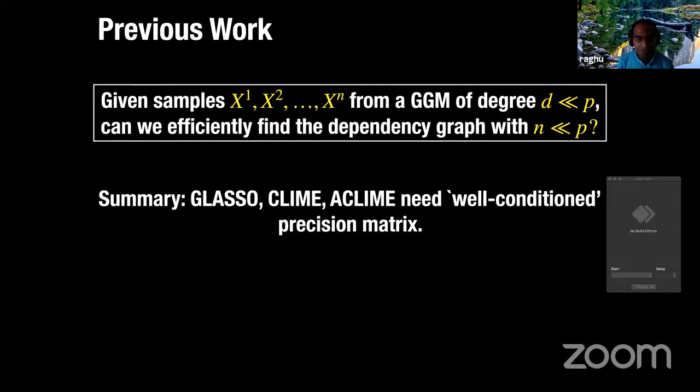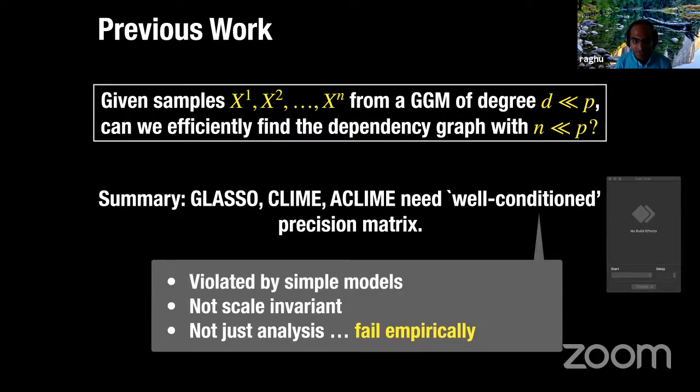Okay, so in summary, the known results for these problems assume you have some kind of well-conditioned precision matrix. And the main question is, can we go beyond this? And there are several reasons to do this. One is this well-conditioned assumption is kind of brittle. Scaling variables in some nice ways violates these assumptions, which is not a good thing for most theoretical results. And also it's violated by simple models, such as a random walk model that we saw. And it's not just that the analysis of these algorithms fails to capture the best bounds, but also the algorithms themselves do not perform well under the simple models, as we'll see later.